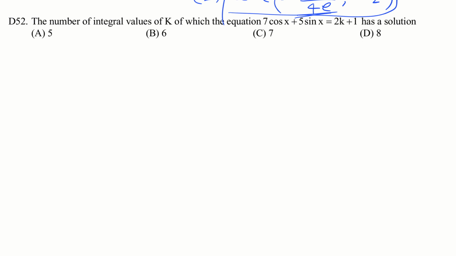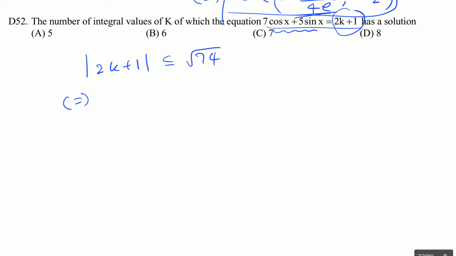In this problem, we know that for this equation to have a solution, this should be in the range of this one first of all. Now we know that its range is nothing but root of 49 plus 25, that is root 74. So 2k plus 1 should lie between minus root 74 and plus root 74. So I get mod 2k plus 1 is less than or equal to root 74, or if and only if I'll have 4k square plus 4k plus 1 is less than or equal to 74.